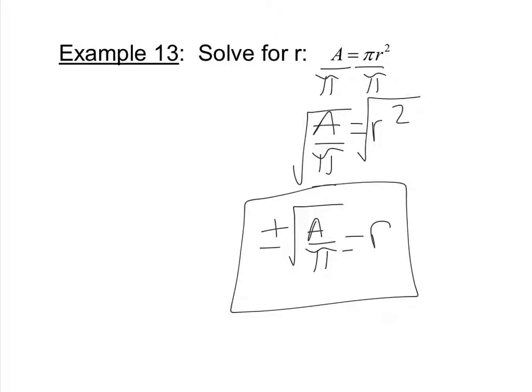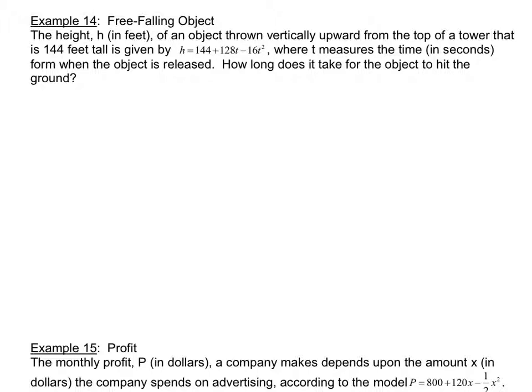Alright, let's start looking at some word problems now, guys. Alright, it says the height, h in feet, of an object thrown vertically upward from the top of a tower that is 140 feet tall is given by h equals 144 plus 128t minus 16t squared, where t measures the time in seconds from when the object is released. How long does it take the object to hit the ground? So the height of the ground is 0.